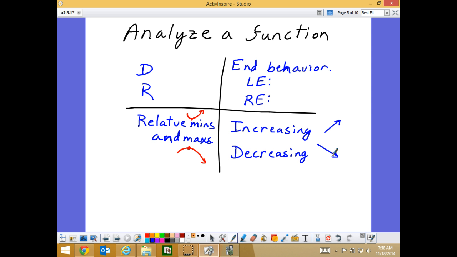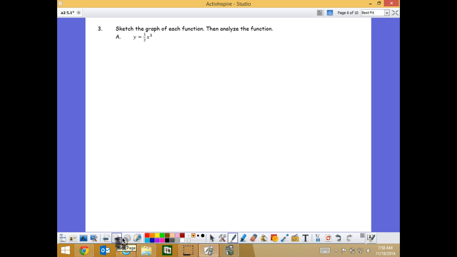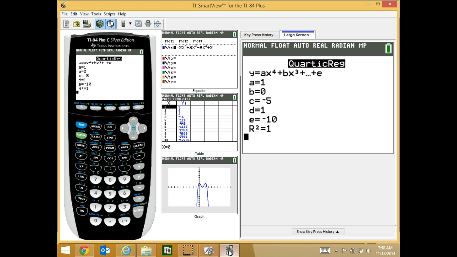All right, so we're going to look at four different graphs here. We're going to use our calculators to graph them, and then we're going to analyze them using those four different aspects of the graph. So the first one we're going to do is y equals 1/2 x cubed. So I'm going to pull up our calculator.